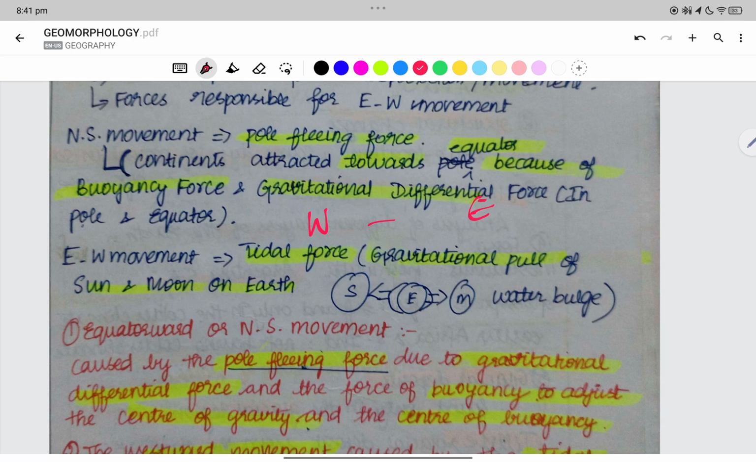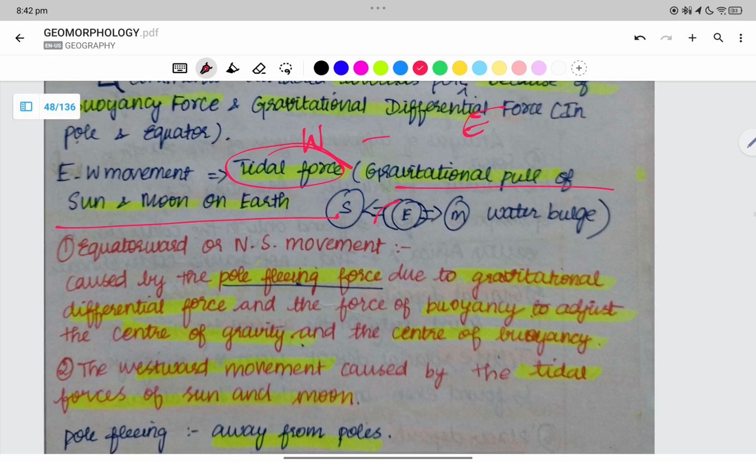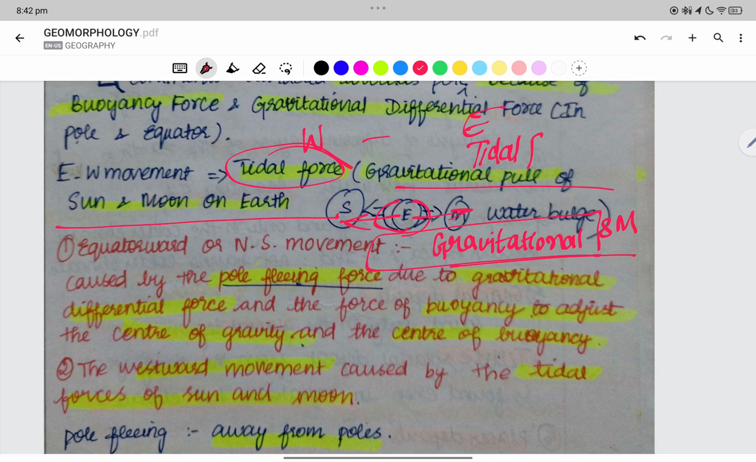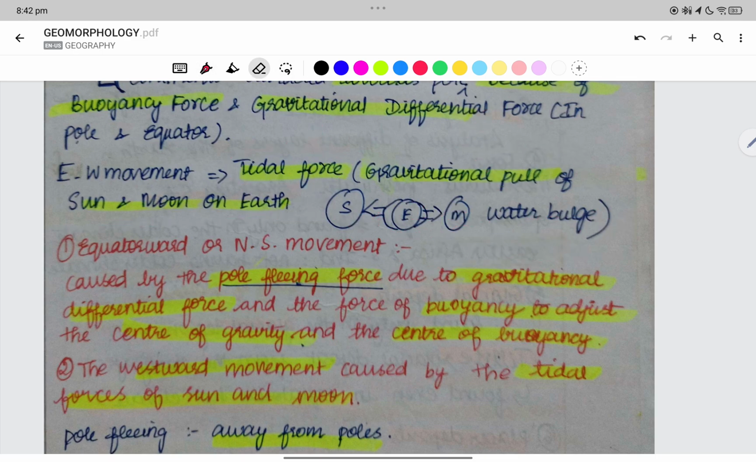Now west-east movement is because of the tidal force and the gravitational pull of the sun and the moon. It is because of the gravitational force, also called the gravitational pull of the sun and the moon, or the tidal forces. So this is because of the tidal forces and the gravitational pull of the sun and the moon on the earth.